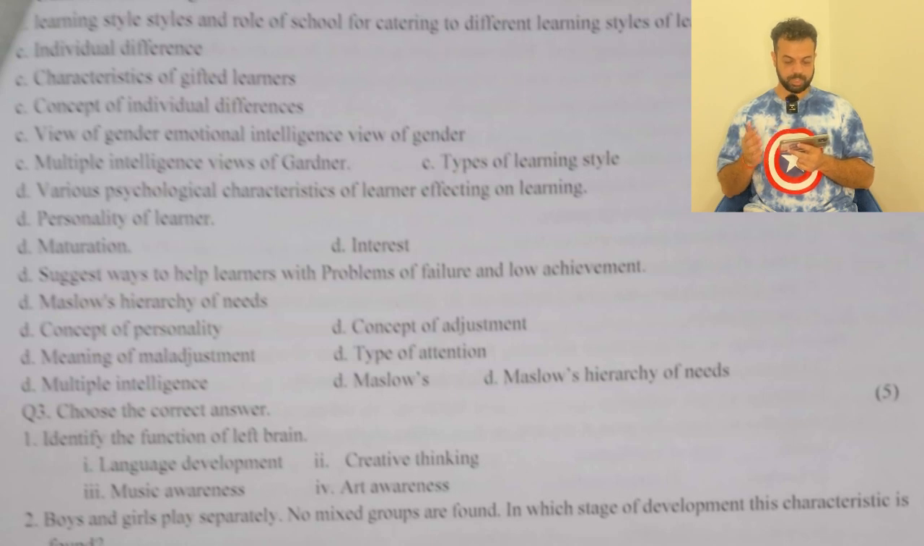So let us just discuss the questions which are given here. This is choose the correct answer. First question is identify the functions of left brain. There are 4 answers given over there. You can choose the correct one which is given in the description. You can go there and check out the answers from there. I am not reading the answers which are given. You can see in the video itself.